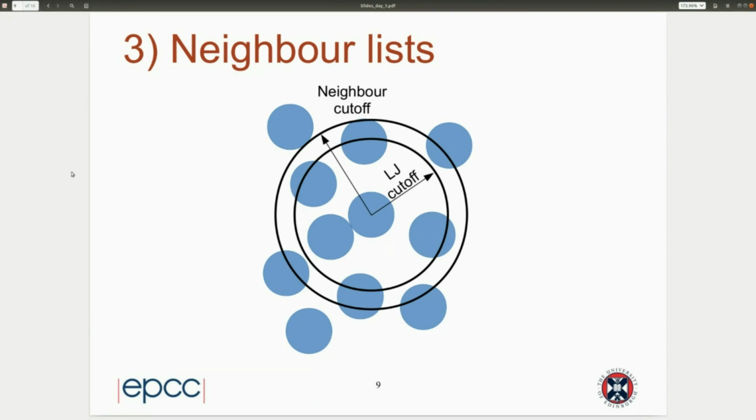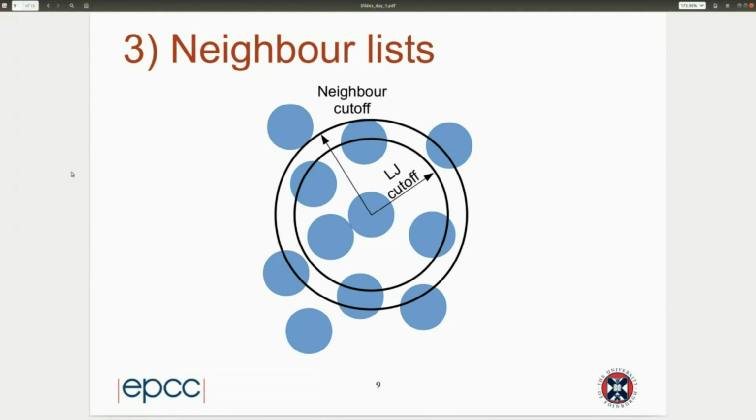And essentially what you do here is you're saying, okay, instead of calculating the distance between all of the other particles every time step, how about I calculate the distances between all of the particles only every few time steps, and only particles within a neighbor cutoff, which is bigger than my interaction cutoff. Only those particles will I calculate my energy with for the next small number of time steps. That greatly reduces the number of computations and should speed up your simulation.